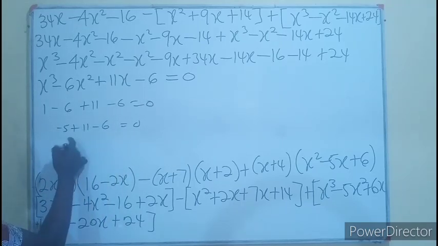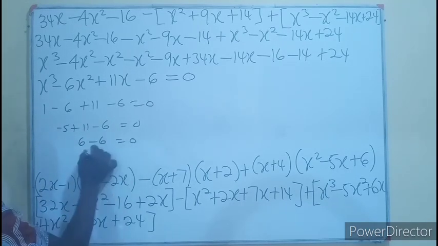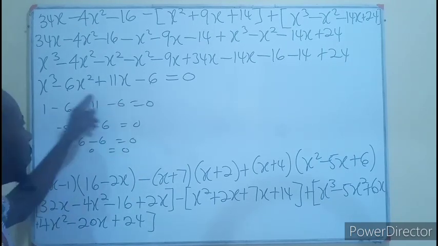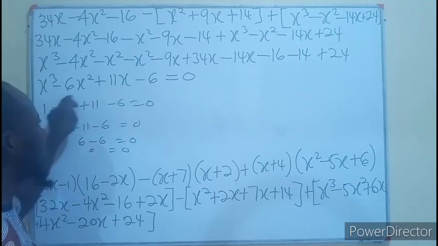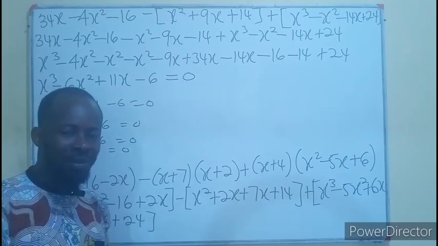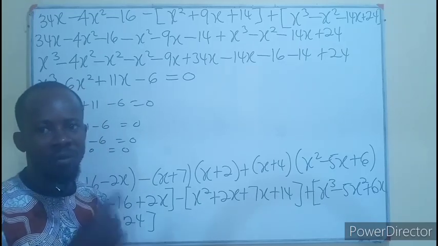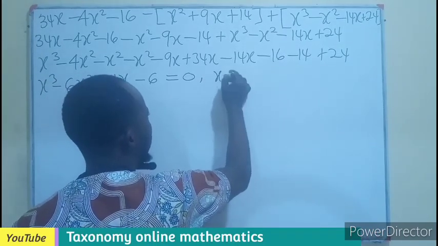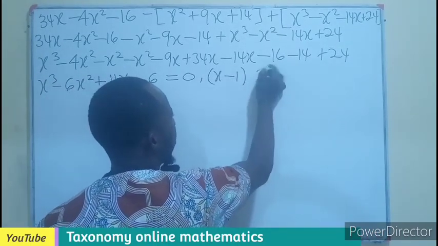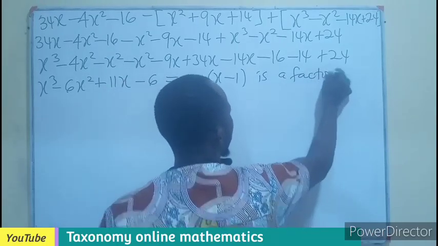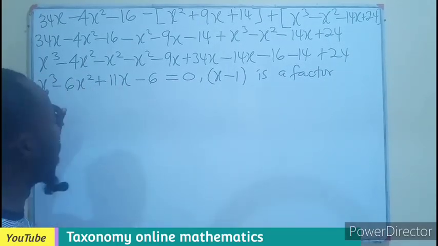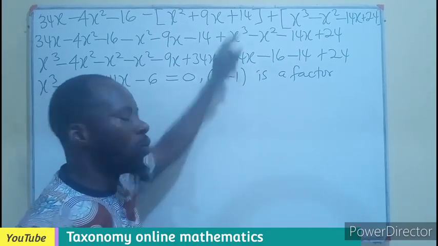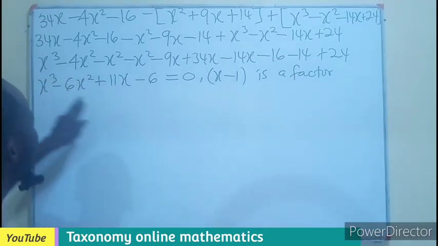This will be giving us 6 minus 6, and that will be 0 equals 0. It means if x is assumed to be 1, it makes this polynomial become 0. Meaning x minus 1 is a factor of this polynomial. Why is it x minus 1? Don't forget we use a positive 1. From here, if the whole of this equals 0, x will be equal to 1. So that is the factor that can divide this.